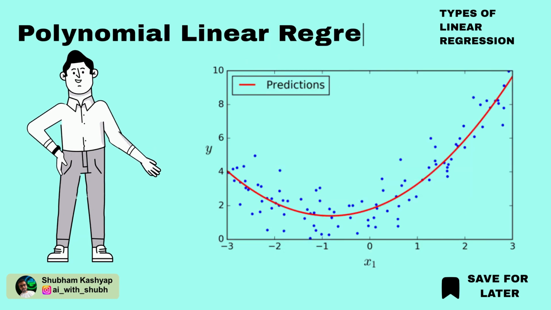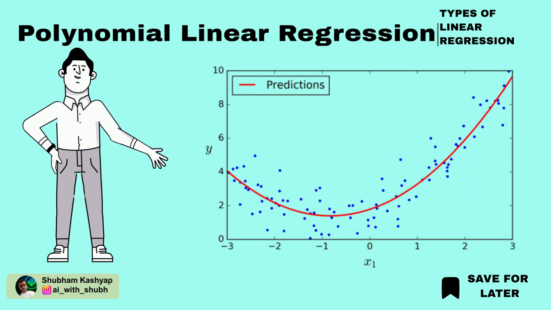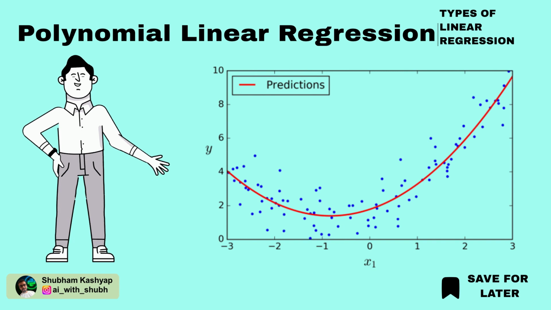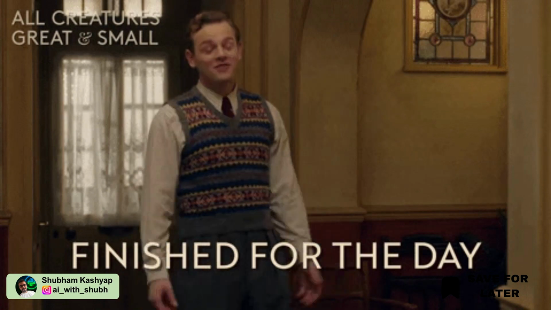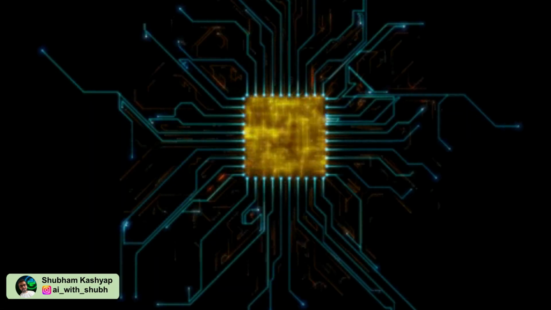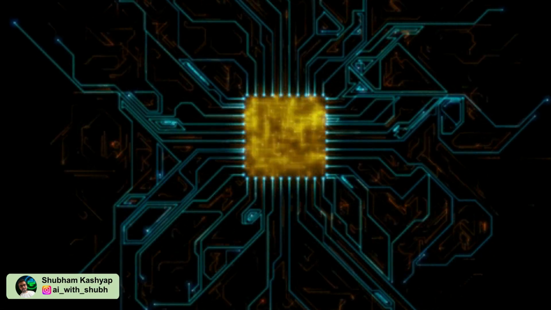Polynomial linear regression. Polynomial regression extends linear regression by introducing polynomial terms of the independent variables to capture nonlinear relationships. Here is the summary of what we have learned.